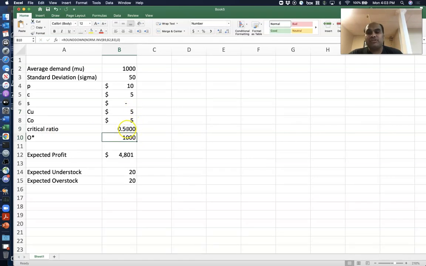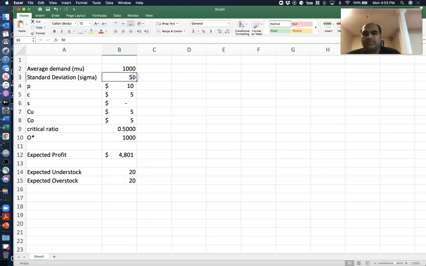So if the critical ratio is 50%, then your optimal order quantity is exactly equal to the average value. So again, the formulas are all there. So you're going to order 1,000 CDs. So the retailer is going to order 1,000 CDs from the manufacturer and can expect a profit of $4,801. Now the expected understock is 20 compact discs, and the expected overstock is also 20.